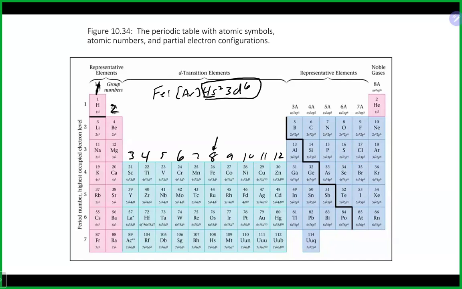If you take a look at something like chromium, that we also wrote the electron configuration for previously, argon 4s1 3d5, that is 5 and 1 is 6. So you can also use it for our transition metals if you just need to quickly figure it out. That's what I was saying before.